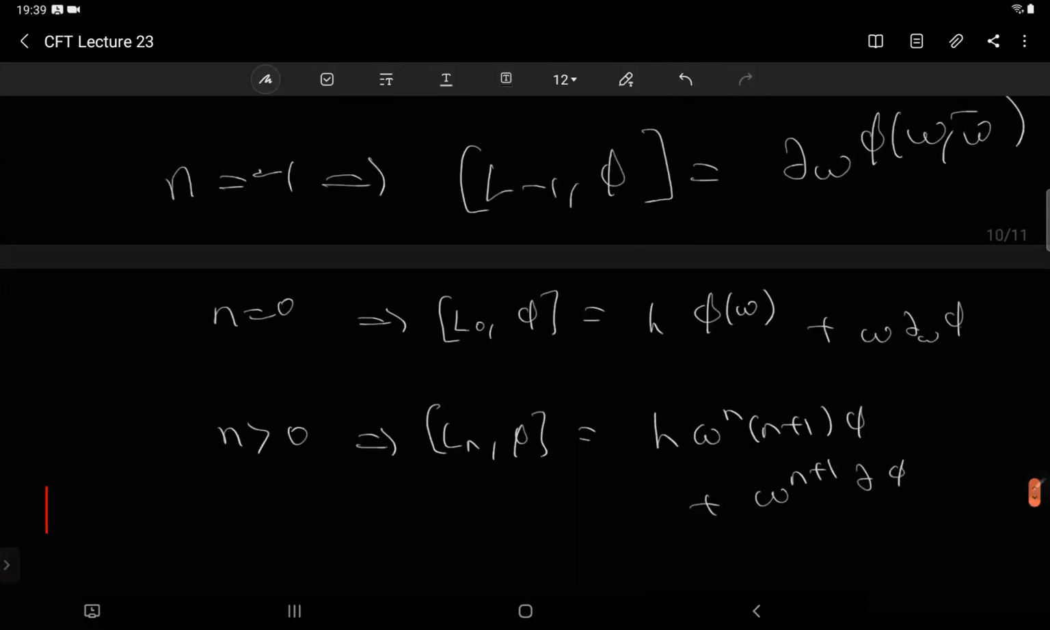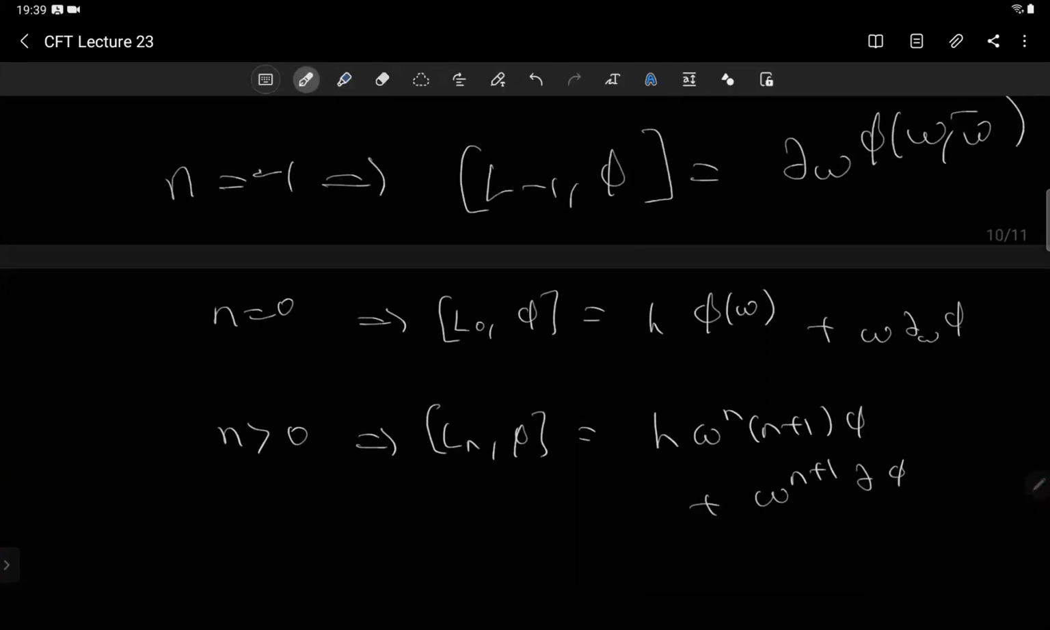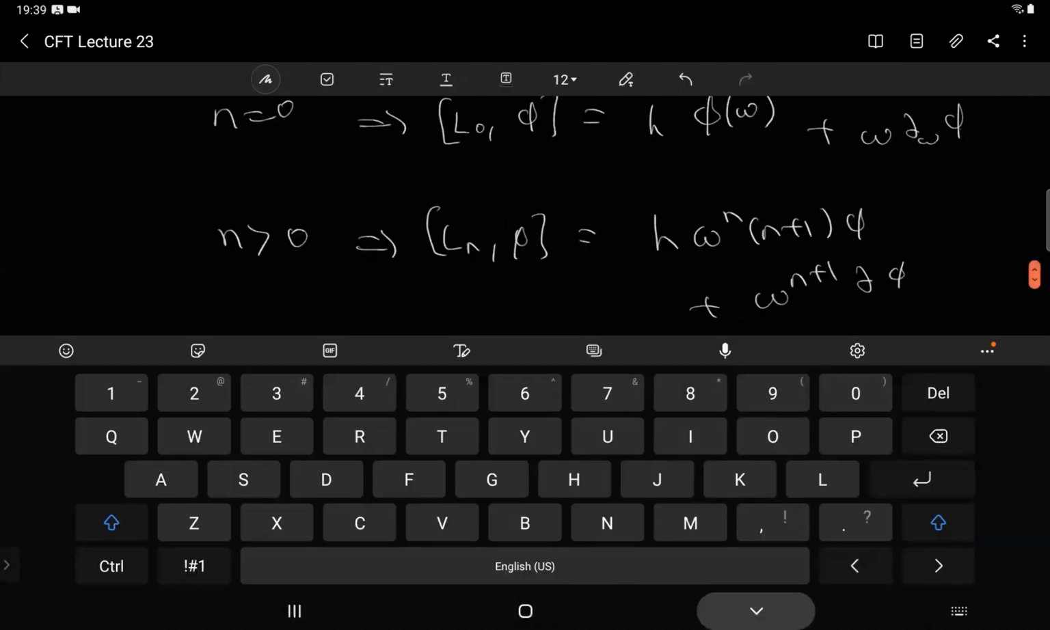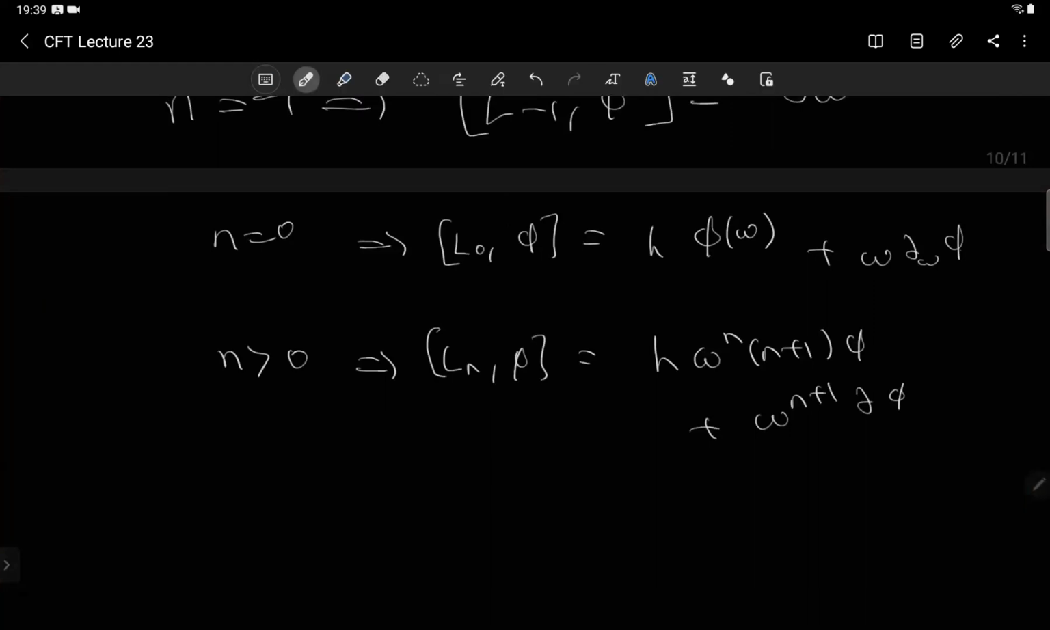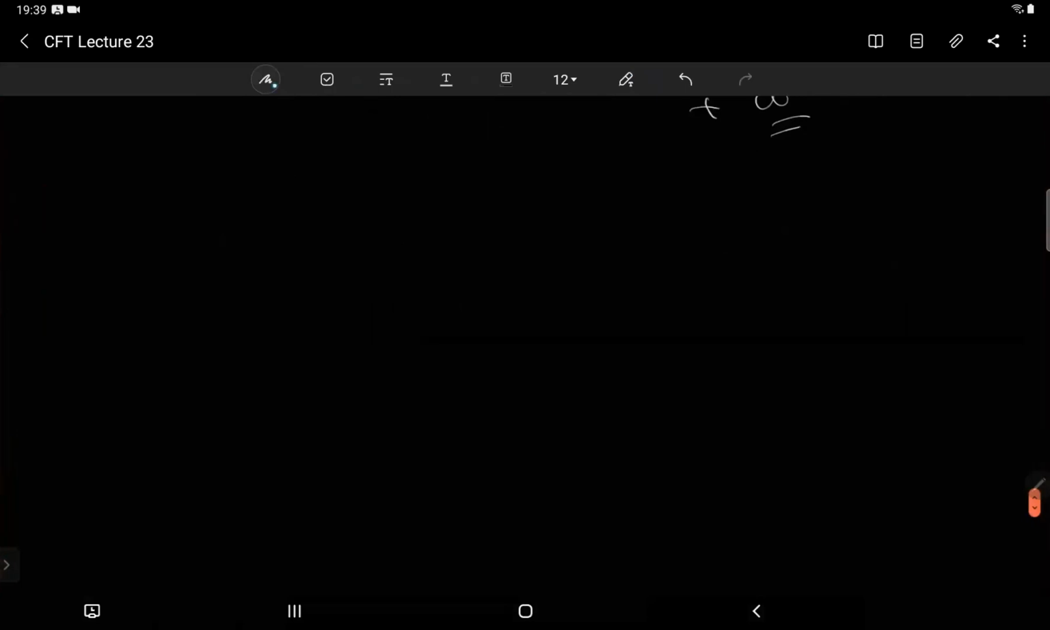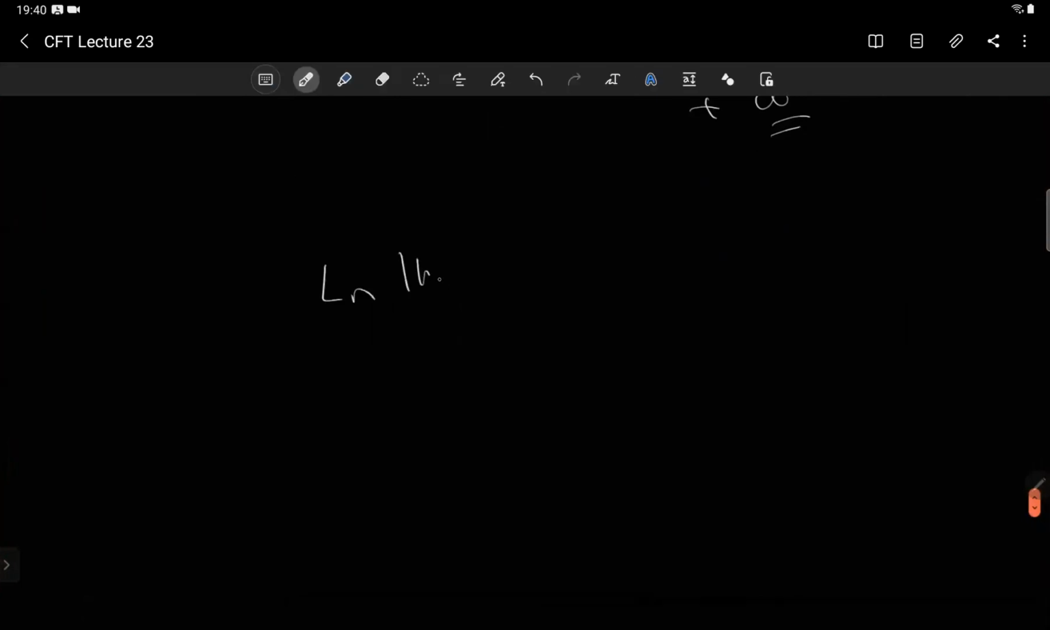But we want to calculate this for omega goes to 0, because that is the important thing. So now you see, if you take omega goes to 0, then what happens? For n greater than 0, both these terms are 0, because there's an omega to the power n, and n is greater than 0, so it will become 0, and this also becomes 0. So that means you see immediately that Ln acting on h h bar is 0 for n greater than 0.